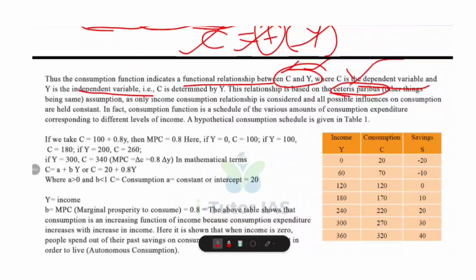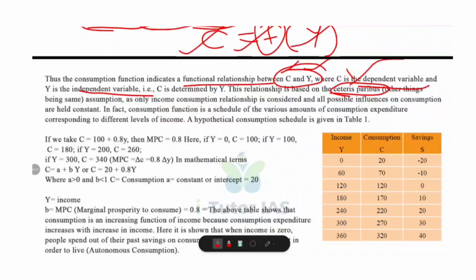It is just an assumption. So that is why we are only looking at how consumption changes with income, keeping all other factors like prices, saving habits and expectations constant. Now this relation can be shown in the form of an equation.